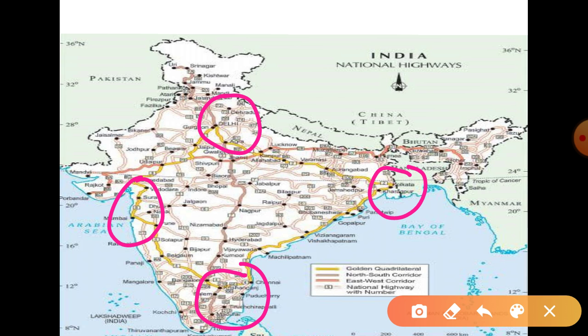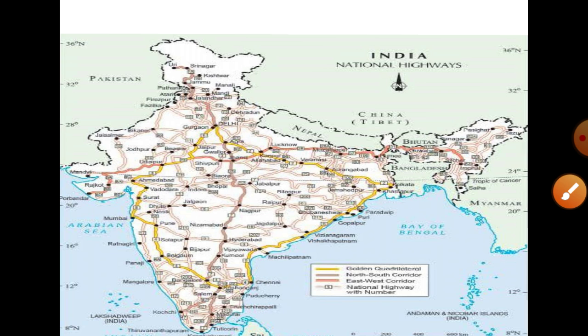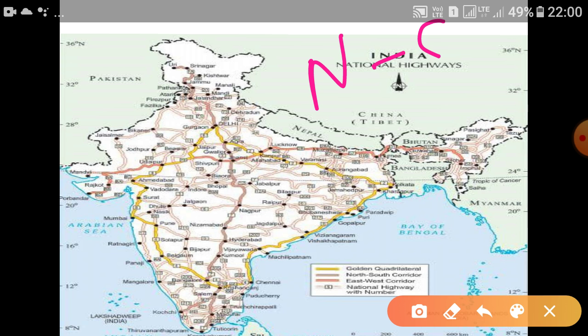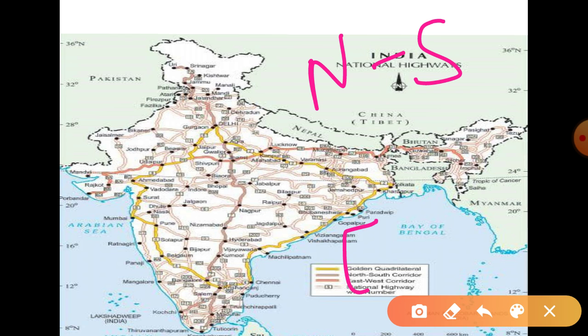So as you can see, this yellow one is the golden quadrilateral of India. This is the super highway. It connects four mega cities of India. Then the other kind of super highways: first the north to south corridor and the east to west corridor.